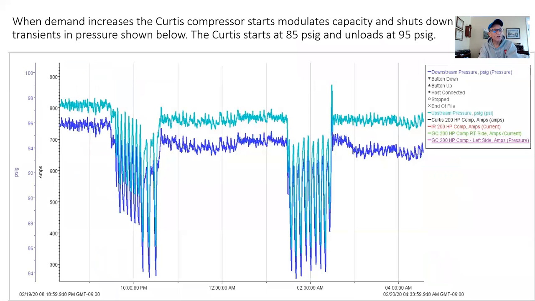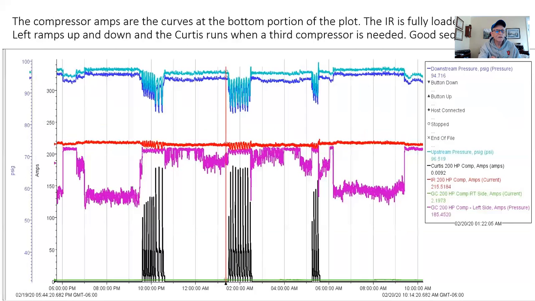This is what happens when the Curtis compressor starts, and we get these pressure transients. It looks like a load/unload situation. I'm not sure. Generally speaking, we're VFD control, but that obviously doesn't look like VFD control. And so you get some kind of an idea.